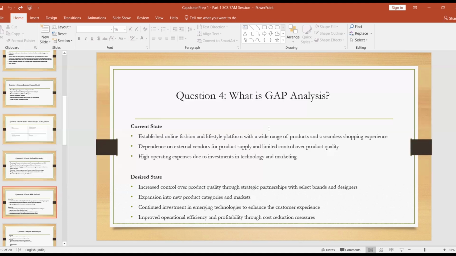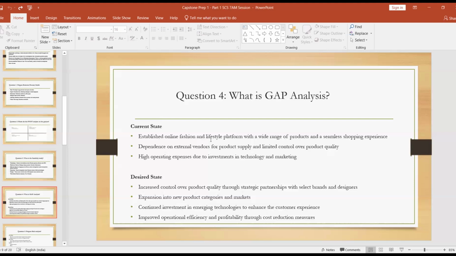For example, for this particular case study, the online fashion store, the current state is an established online fashion platform with a wide range of products and a seamless shopping experience, dependence on external vendors for product supply, limited control over product quality, and high operating expenses due to investments in technology and marketing.